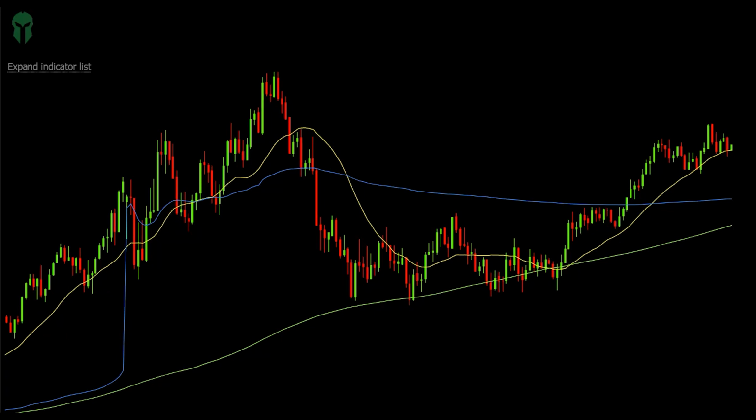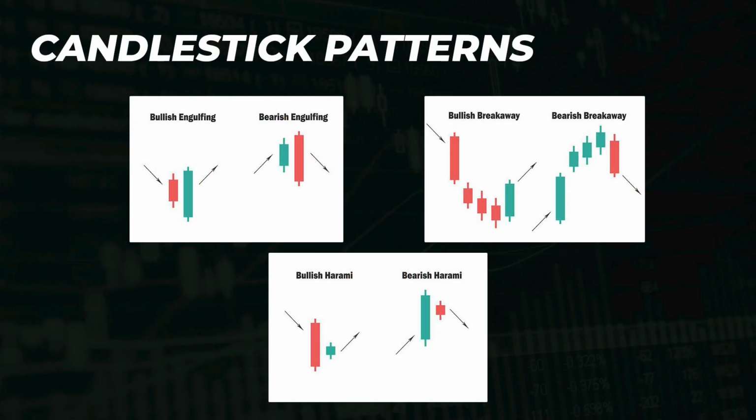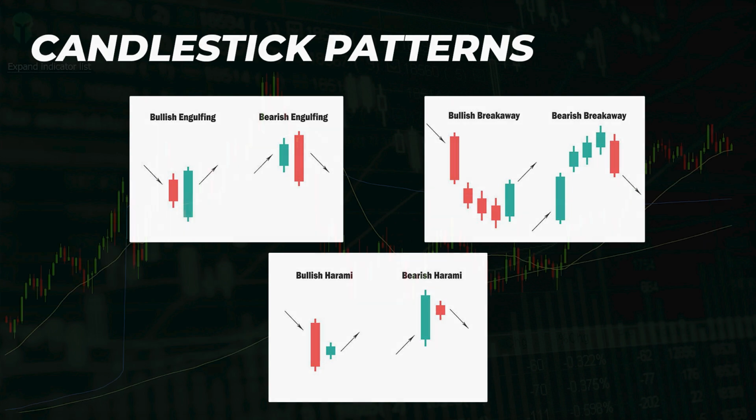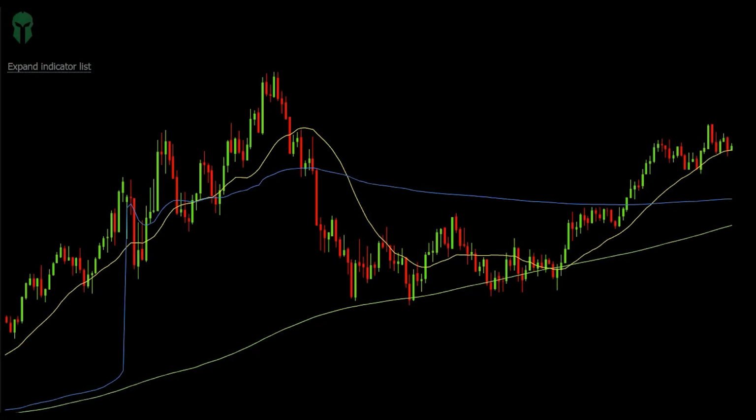Next, we're going to focus on candlestick patterns. We're going to use simple candlestick patterns. We're going to be looking for bullish engulfings, bearish engulfings, bullish hook reversals, and bearish hook reversals, as well as bullish and bearish haramis. These are going to give us spots that are going to indicate where we may place our entry.